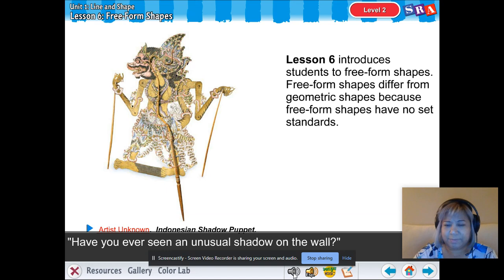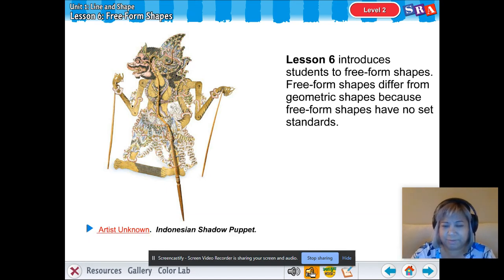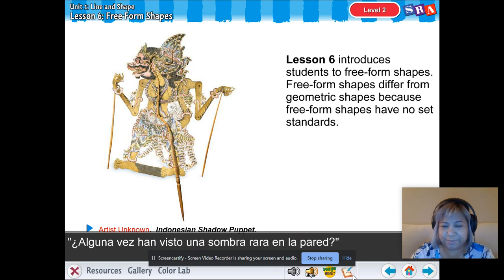Have you ever seen an unusual shadow on the wall? ¿Alguna vez han visto una sombra rara en la pared?